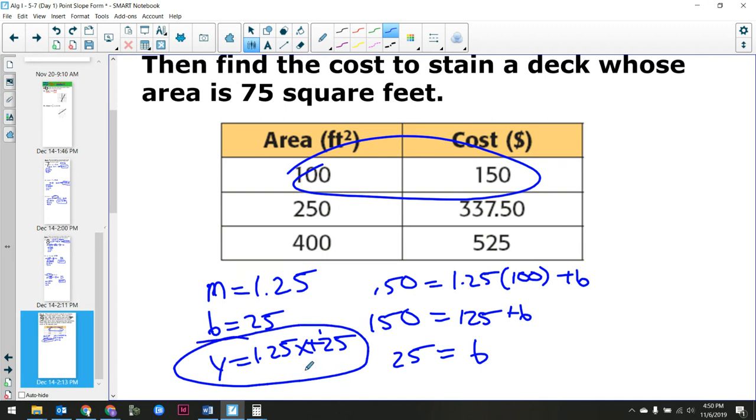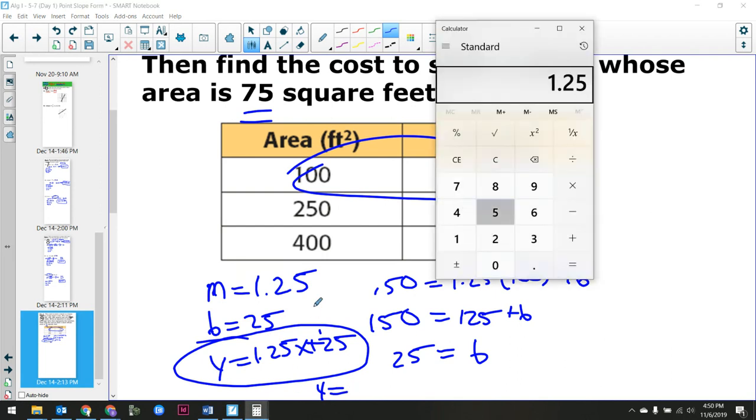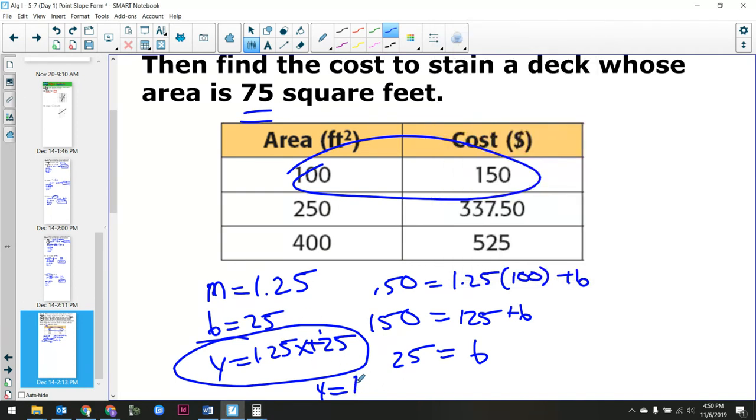Now from there, I want to plug in 75 square feet. So y is equal to 1.25 times 75 plus 25, which is 118.75 dollars. Yeah, that's how much it costs to stain a 75 square foot deck.